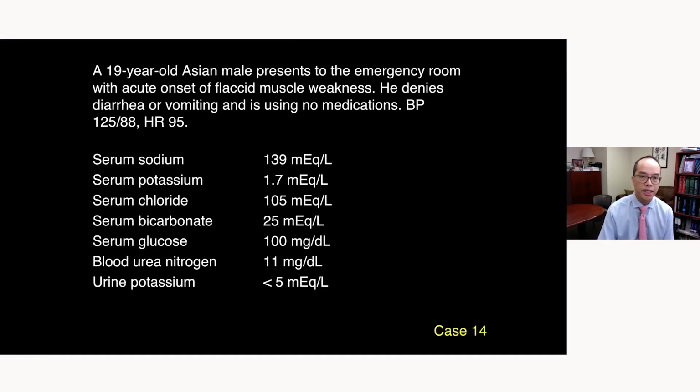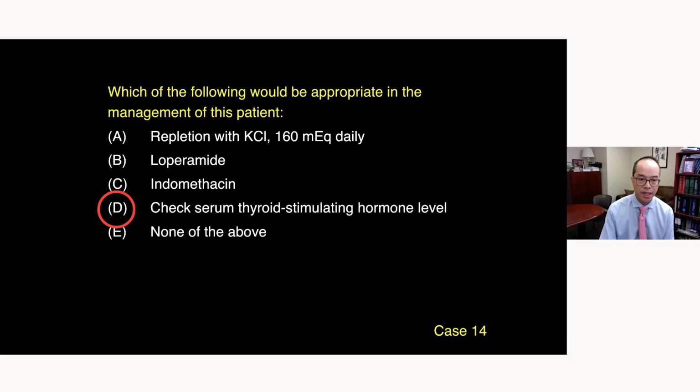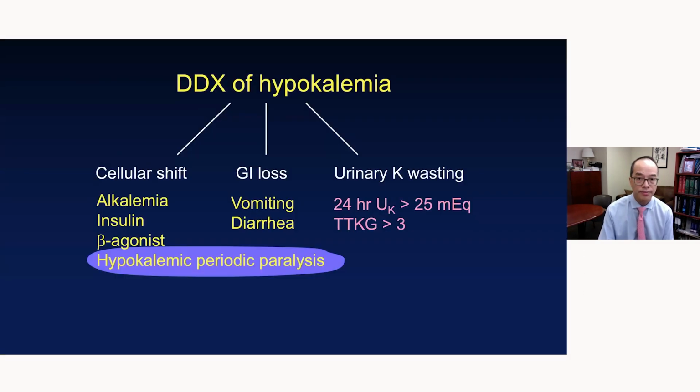Next case is a 19-year-old Asian male who presents to the emergency room with acute onset of flaccid muscle weakness. He's euvolemic and has a potassium of 1.7 and a urine potassium of less than 5. Which of the following would be appropriate in the management of this patient? Is it to replete with 160 of potassium chloride daily, give propranolol, indomethacin, check the TSH, or none of the above? And I think the answer is first check the TSH.